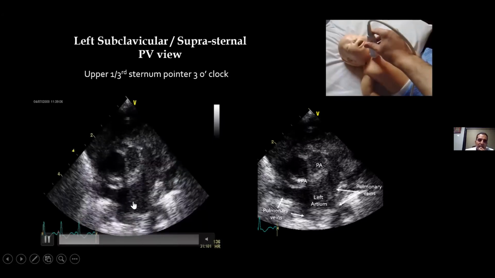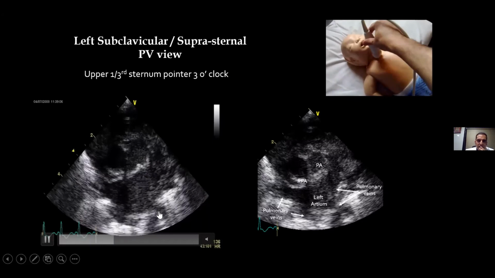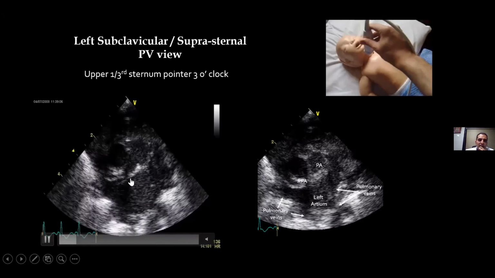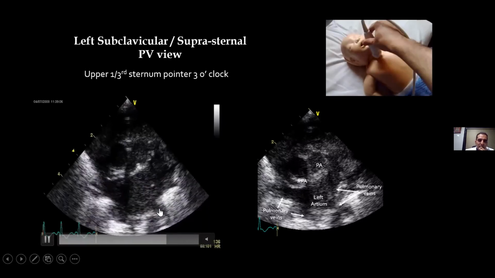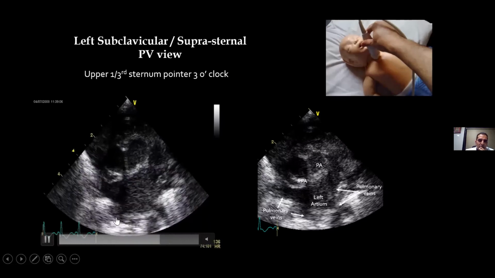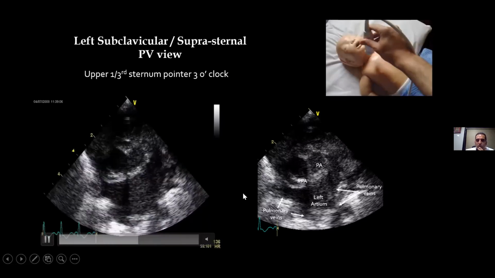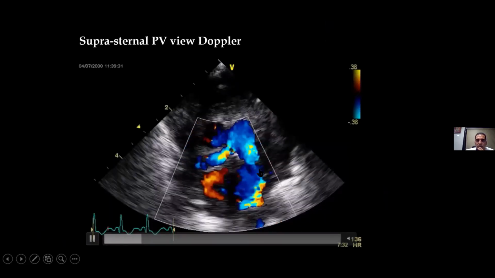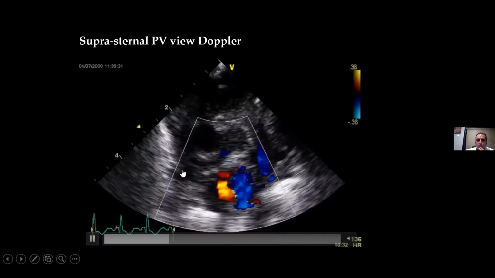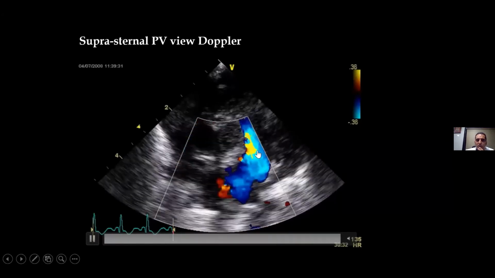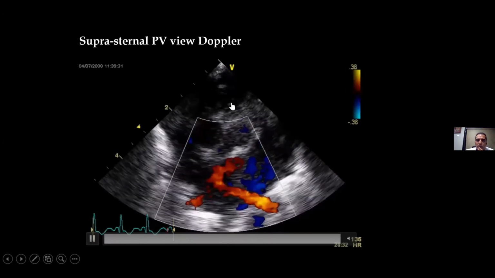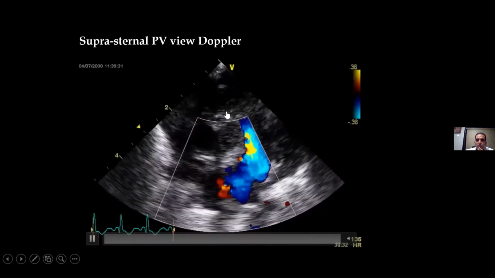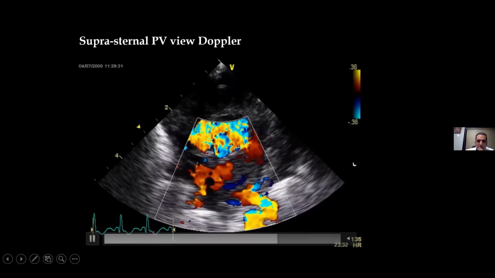You start seeing this LA, left atrium, and this is what Dr. Dinakar also showed, the crab view. 4 pulmonary veins entering into your LA. This is left lower, left upper, right lower, right upper. When I put a color in this, you start seeing 1, 2, 3, and 4. The upper two, right upper and left upper, will look blue because the flow is away from the probe. The lower two will be red because the flow is towards the probe. This is known as the crab view, the pulmonary vein view.